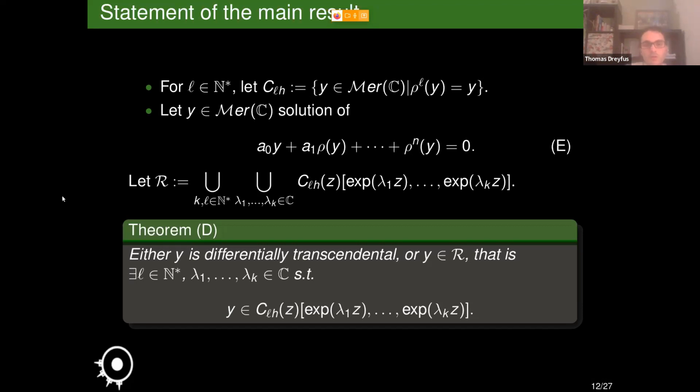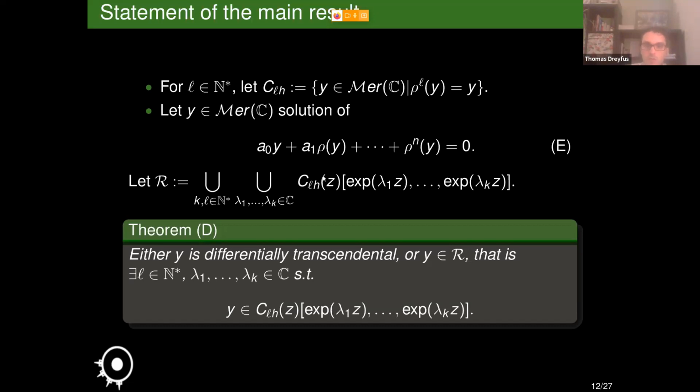So consider the field of LH periodic functions. I recall that rho is the map that sends Y of Z to Y of Z plus H. So this is just functions that are LH periodic. And I consider Y a meromorphic function on C that is a solution of such an equation. And I will consider the following ring.